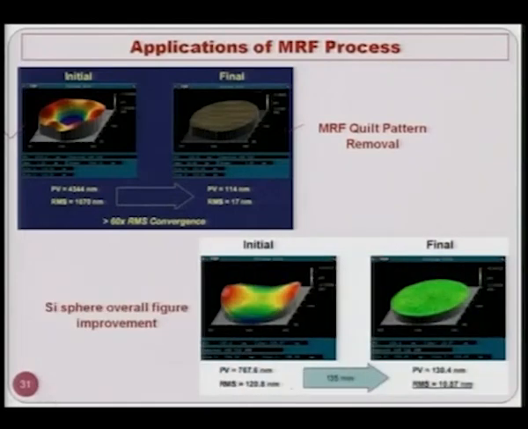Again, here on the left side, the initial surface is somewhat curved at nano level, and it has RMS value 120 nanometer, 120.8 nanometer, and after MRF, magnetorheological finishing, you get the surface roughness as 10.87 nanometer, and there is a flat surface. So, you can see more than 10 times the surface roughness value in terms of RMS has decreased, and this is the silicon sphere overall figure improvement by MRF process in this particular case.